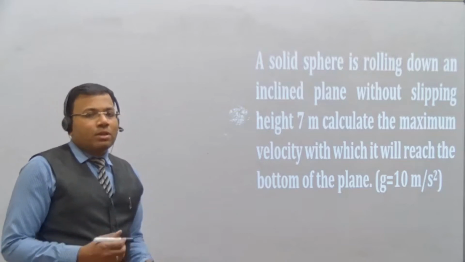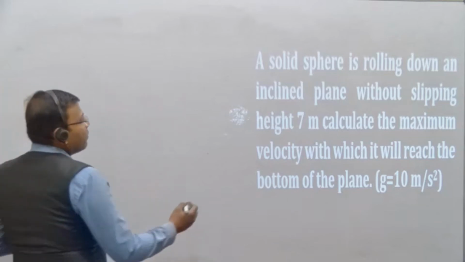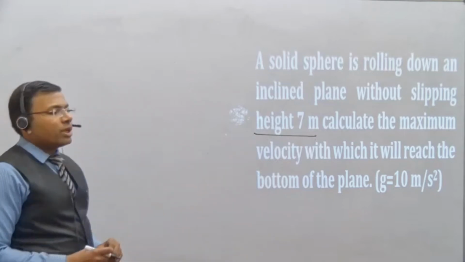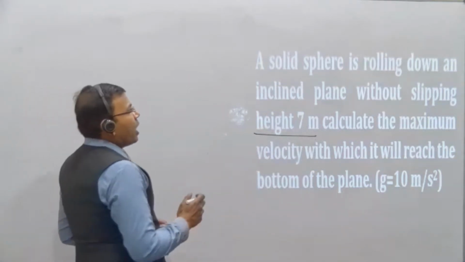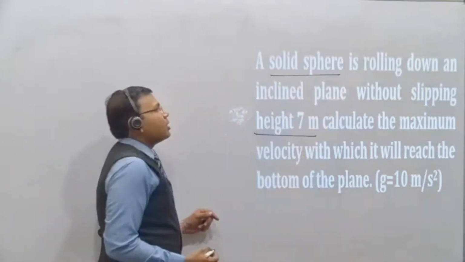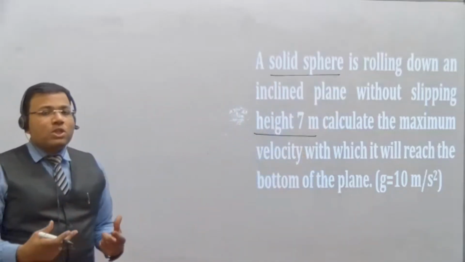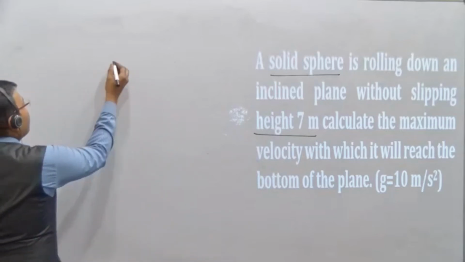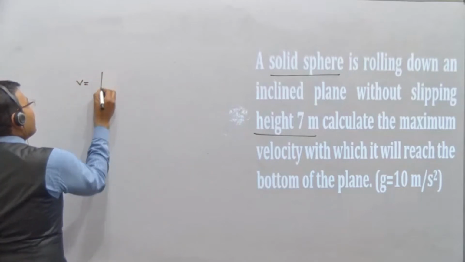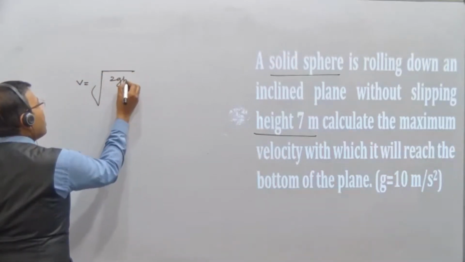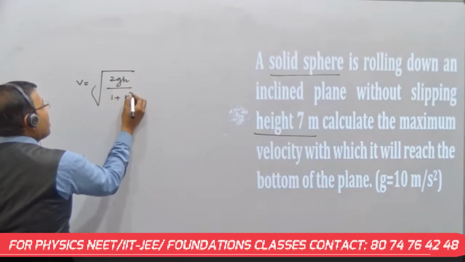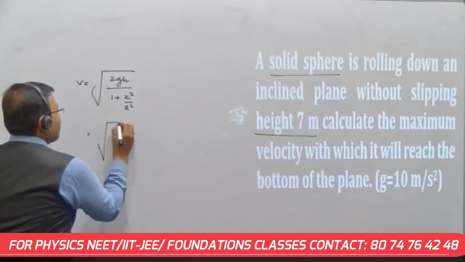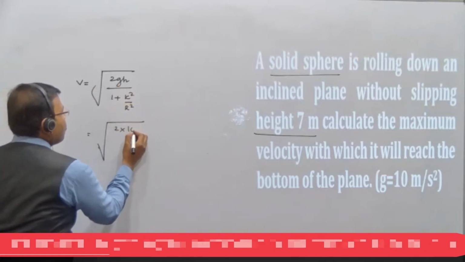So we have to calculate the velocity. Before going for the velocity, you can see clearly the height of the inclined plane is 7 meter, and the g value we have to take as 10. And one more thing we have to be careful about: the rolling object is a solid sphere. So I use the velocity formula we have seen, v equals under root of 2gh by 1 plus k square by r square. This is 2, and g, as per the question, is 10.